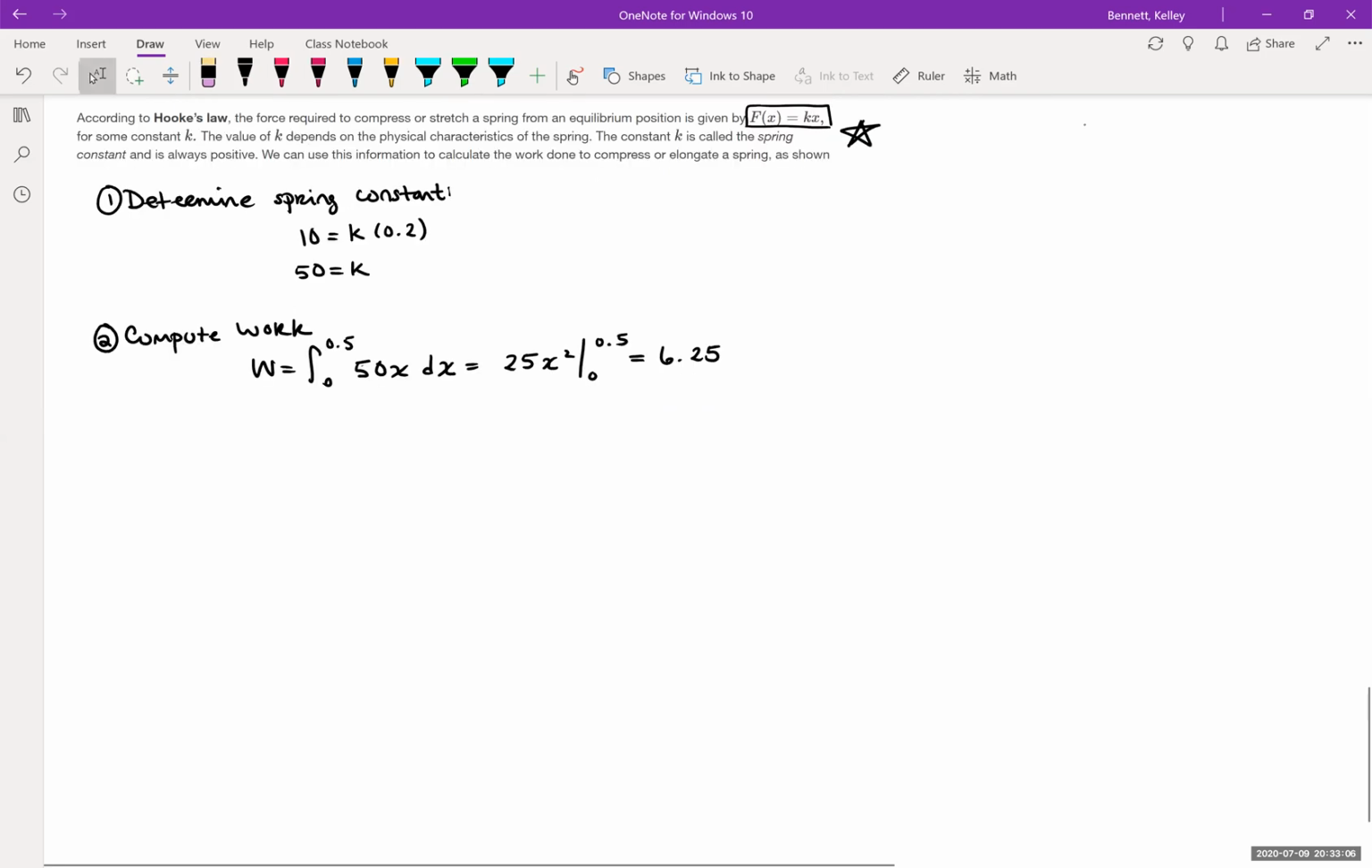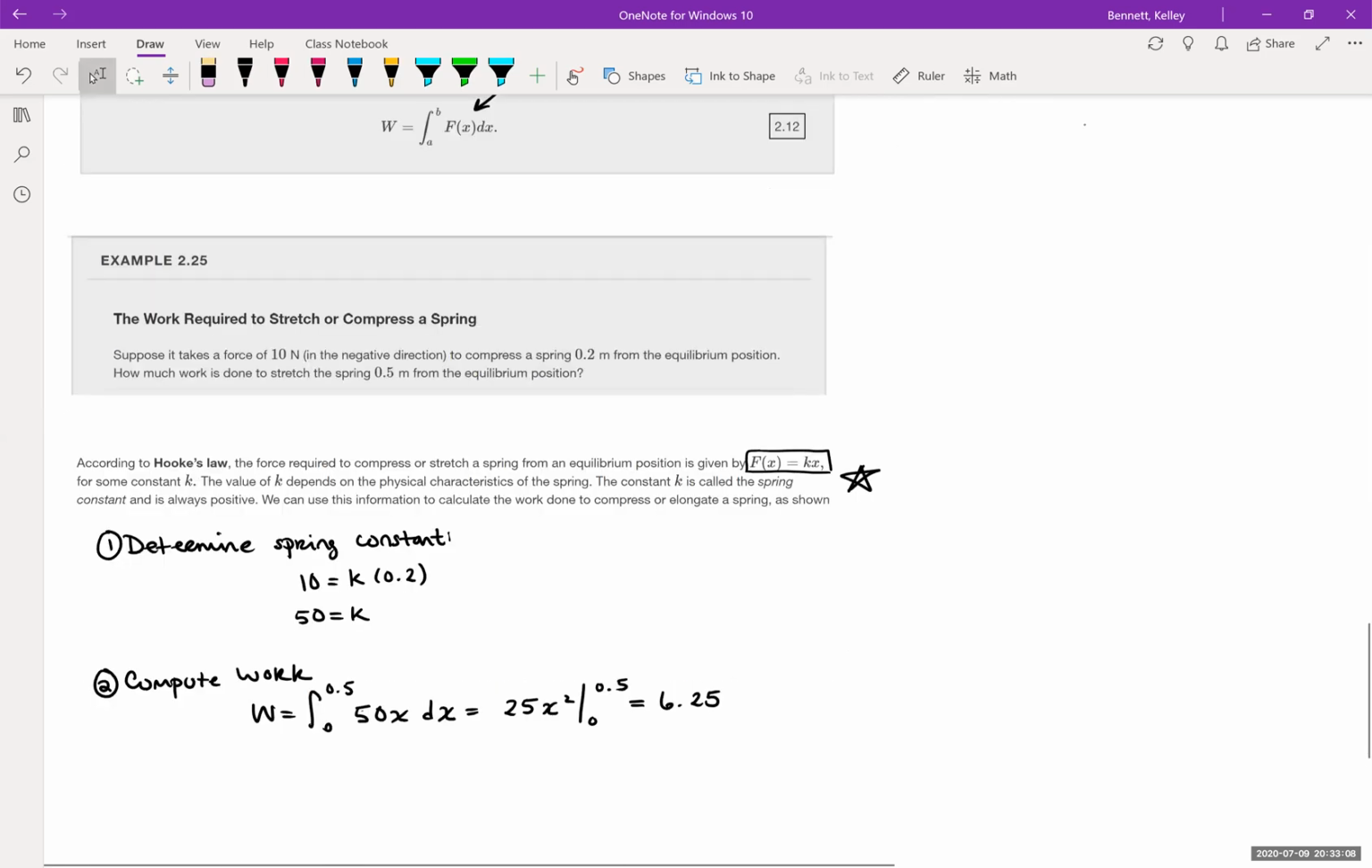And I think that is it. This is a short little section for us. You have another section as well on centers of mass, moments, and centroids, so definitely check that one out.